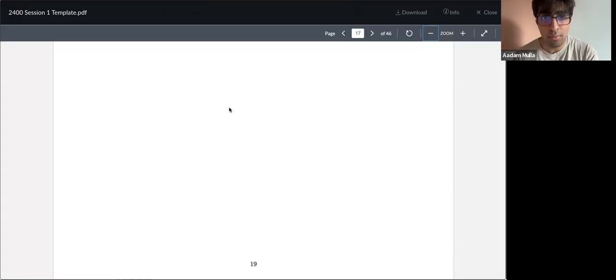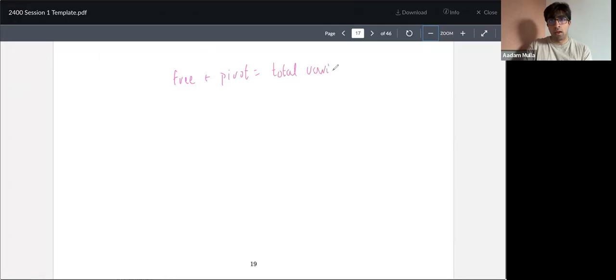The difference between free and pivot variables and their connection to rank-nullity again. Basically, we know that the free variables plus the pivot variables have to equal the total number of variables. Then the number of free variables is the nullity, sorry, not the rank. The number of pivot variables is the rank of your matrix.